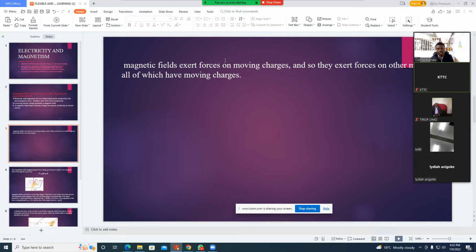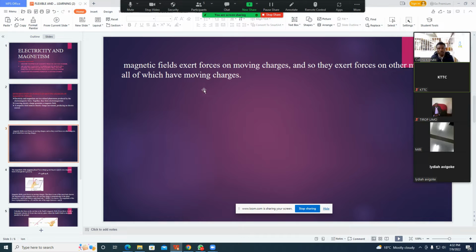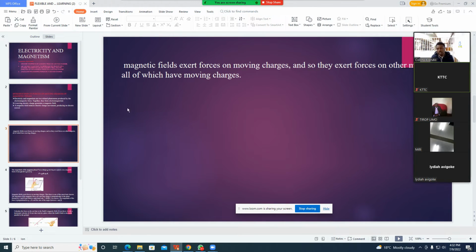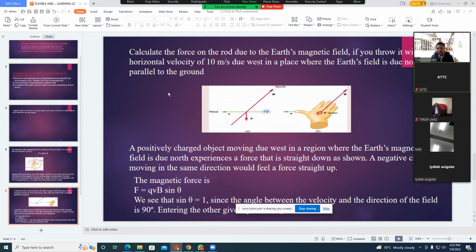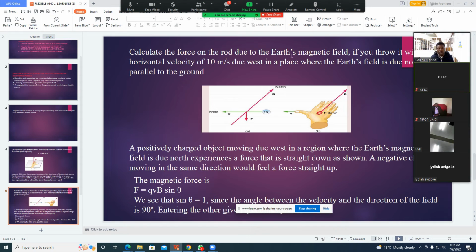The magnetic field exerts force on moving charges, and so they exert forces on other moving charges, all of which have moving charges. So I would like us to see how we can calculate the force.